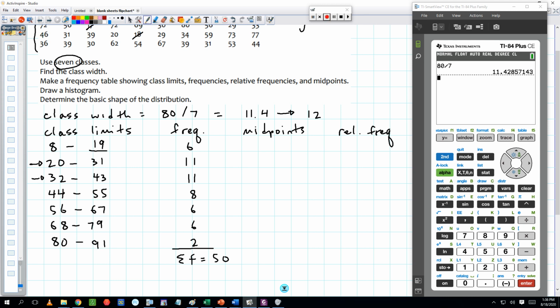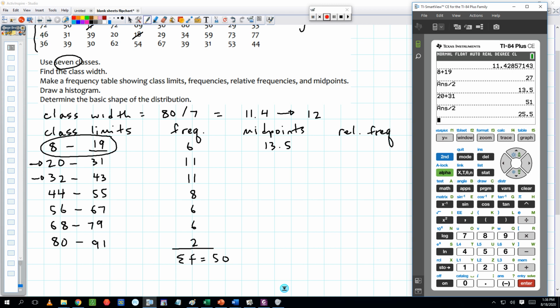Now to find midpoints, you take your lower and your upper limit number and you average those. So 8 plus 19 averaged, there's your midpoint. And what I want you to know is that these midpoints are also going up by this very important 12 right here.